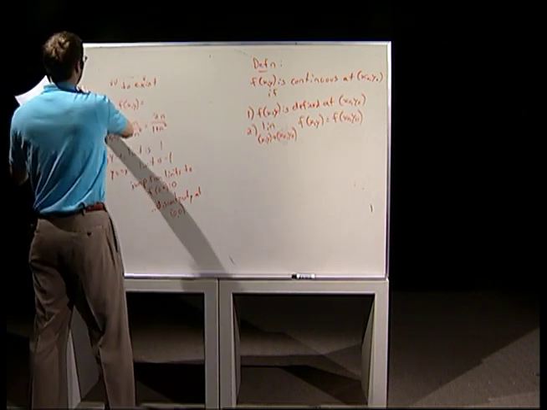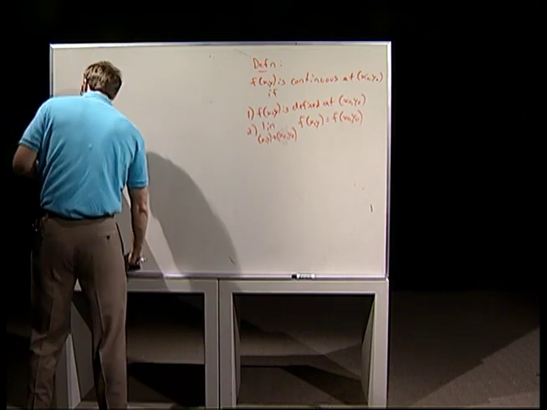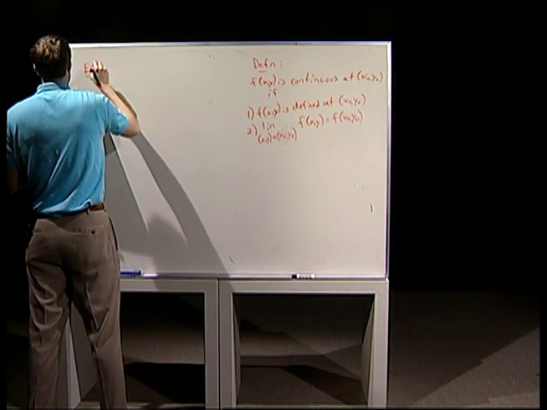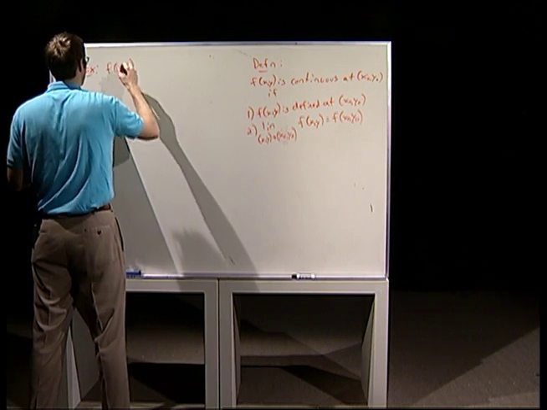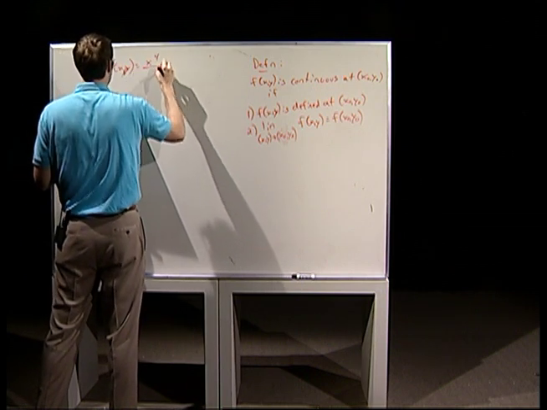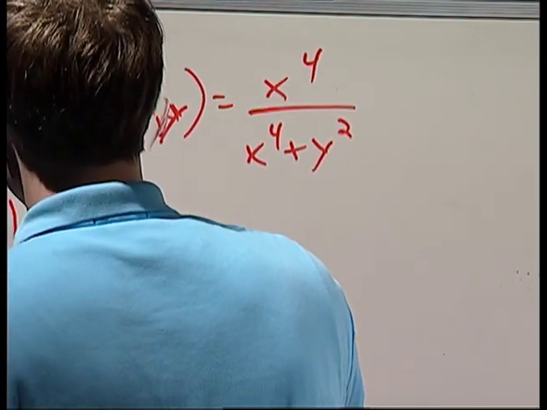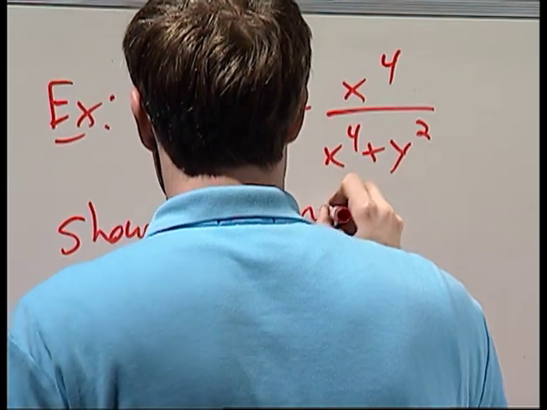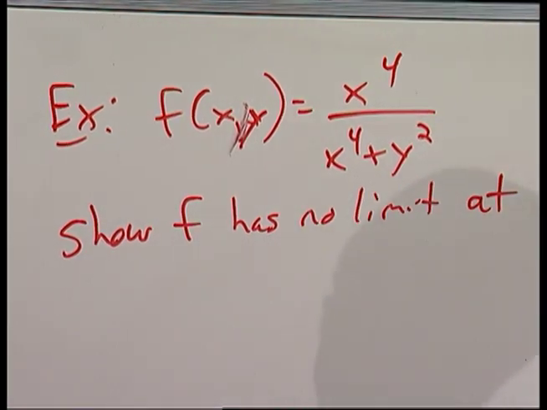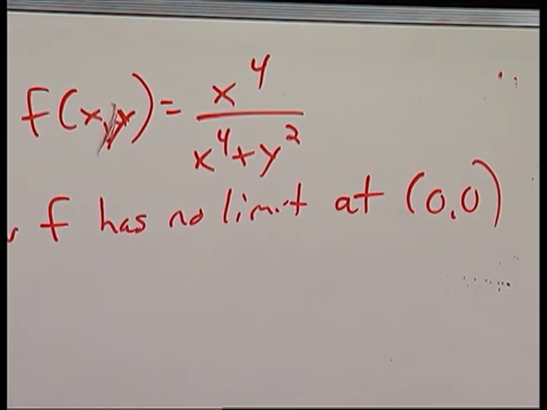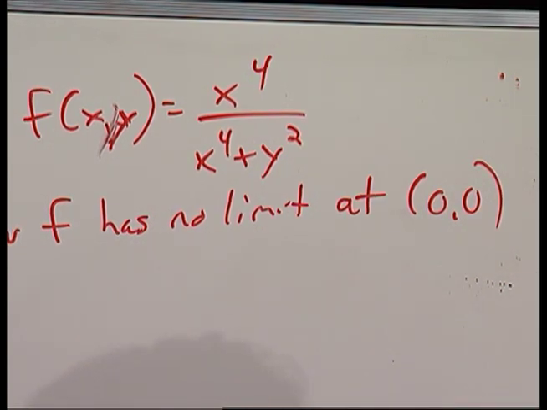Another no limit problem here. Let's take a look at this one. f of x, y is x to the fourth over x to the fourth plus y squared. I'd like to show this has no limit at 0, 0. Please don't think that 0, 0 is some sort of a bad point. The examples are sort of made to work like this, but there are lots and lots of other points that functions can have no limit at. It happens that these examples are straightforward and they work with 0, 0.